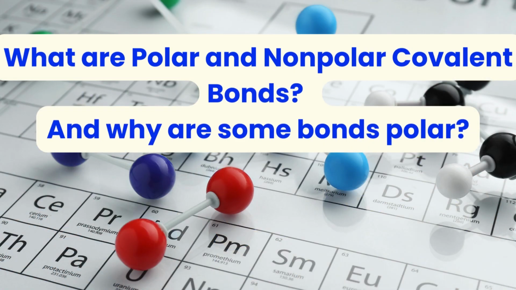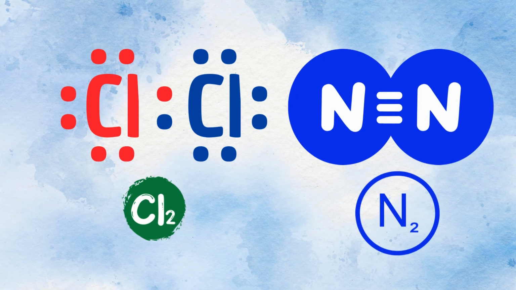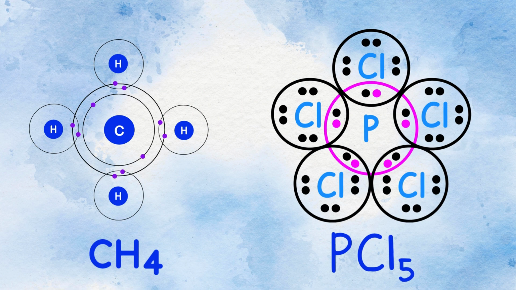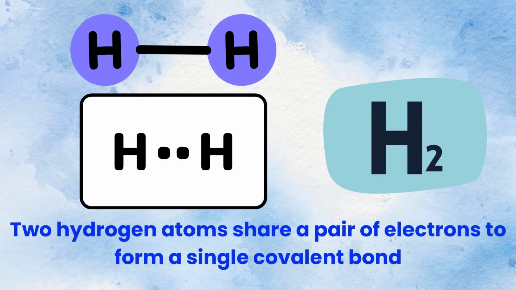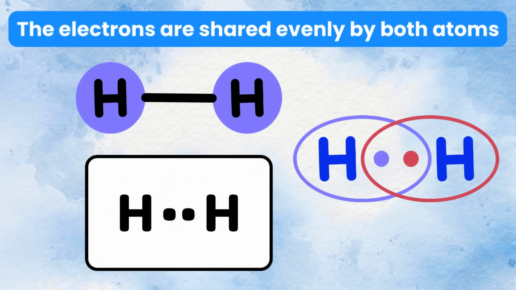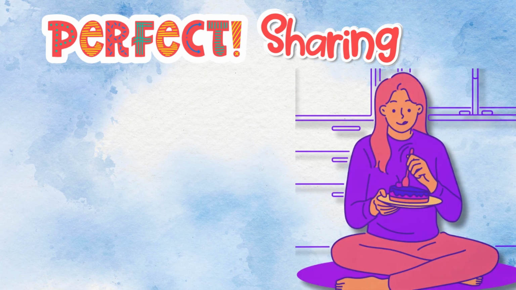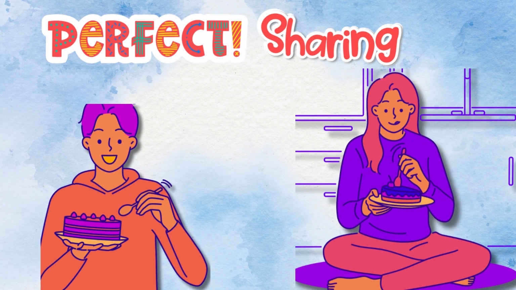What are polar and non-polar covalent bonds, and why are some bonds polar? In a covalent bond, atoms share electrons in order to achieve a stable electron configuration. In a hydrogen molecule, two hydrogen atoms share a pair of electrons to form a single covalent bond. In this example, the electrons are shared evenly by both atoms since they are identical atoms. This is similar to two people sharing a cake equally between them.